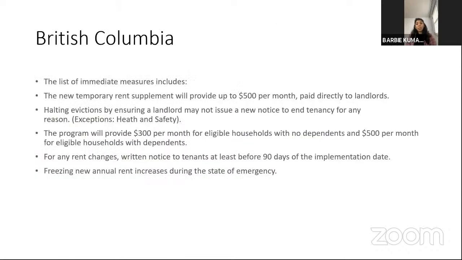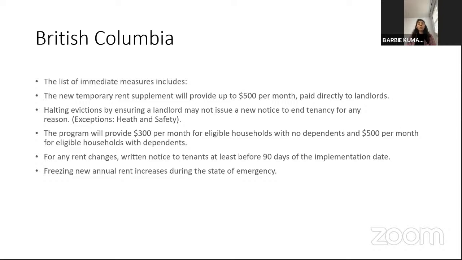Then in British Columbia, there were many measures that were taken. The new rent supplement was one of them, which will provide $500 per month toward rent, paid directly to the landlords. This will halt the evictions by ensuring the landlord may not issue a new notice to end tenancy for any reason.